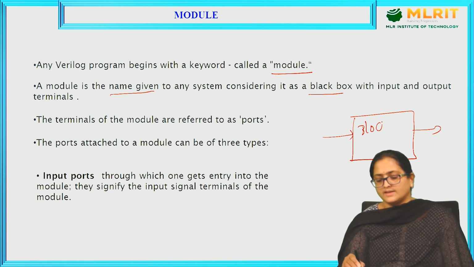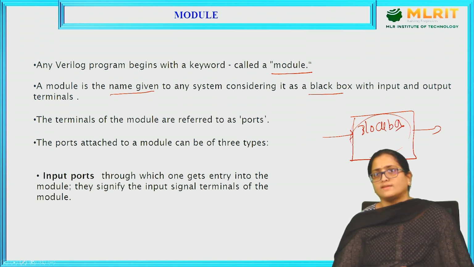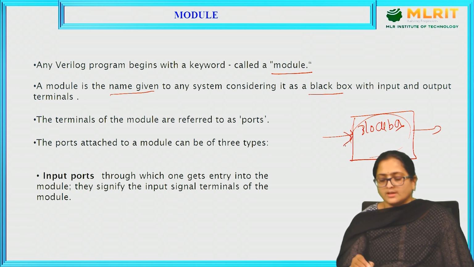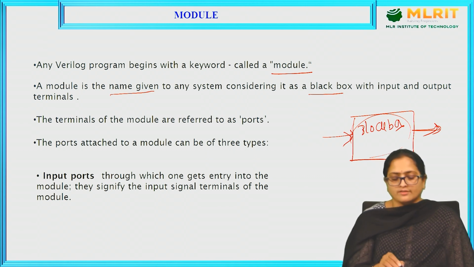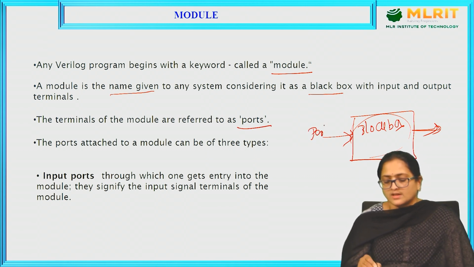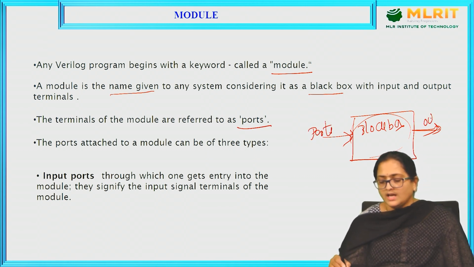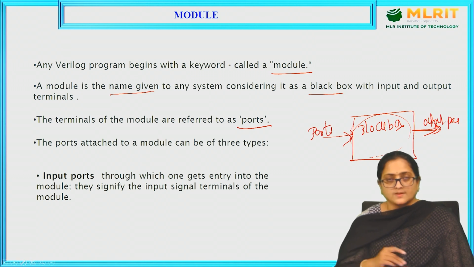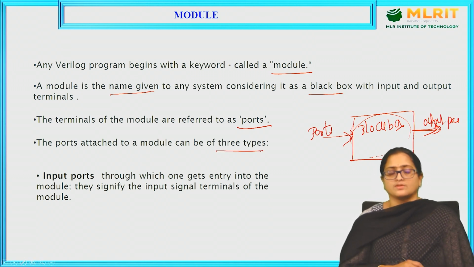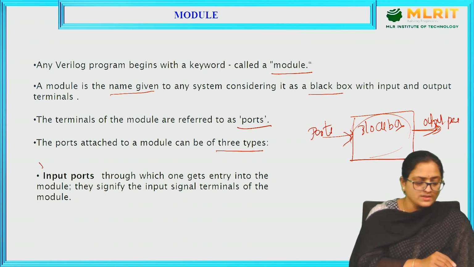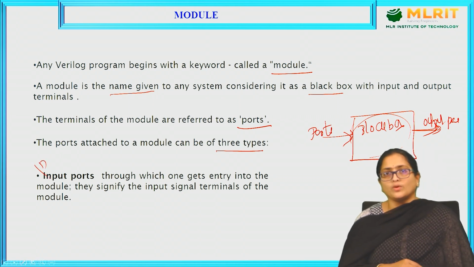Module is a block name, also called a black box, with inputs and outputs, which can be defined. The terminals of modules are referred to as ports: input ports and output ports. The ports attached to a module can be of three types. The first one is input ports, through which one can enter into a module.